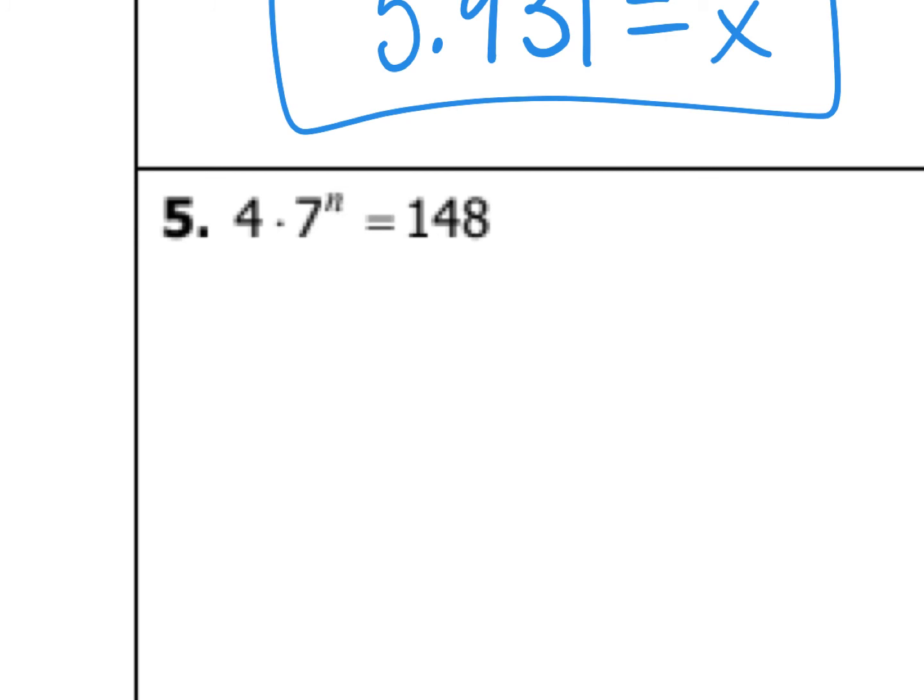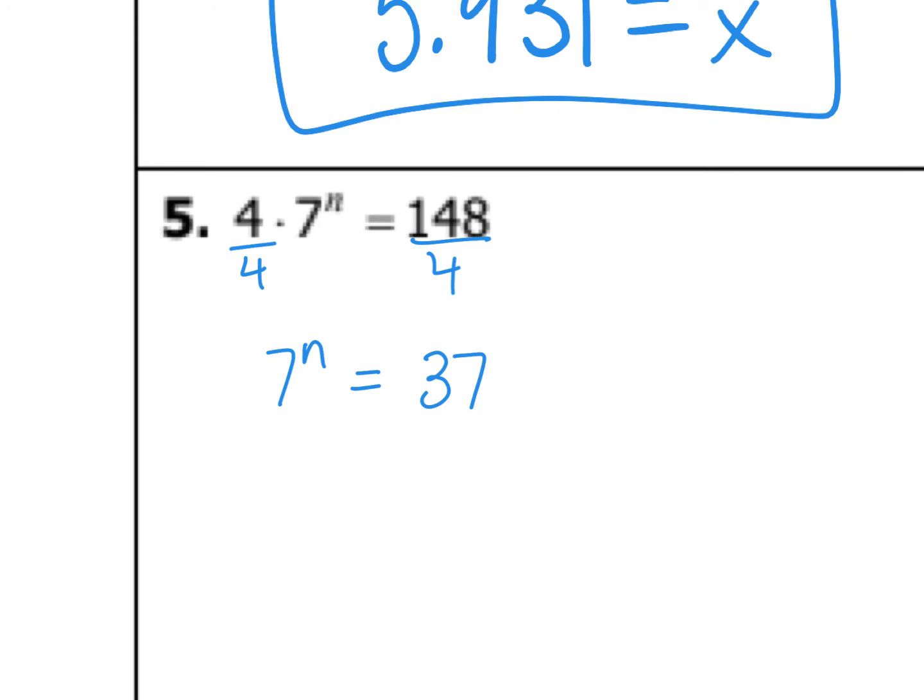So the first thing I would do to solve this, if this was 4x equals 148, would be to do what? Divide the 4. I've got to divide that 4 first here. So 7 to the n equals, what's 148 divided by 4? It's going to be a number. 37. Cool. Now we're good to go. Now we can start solving this.